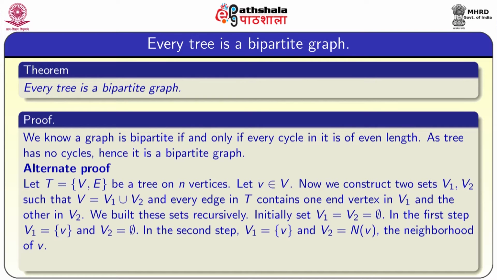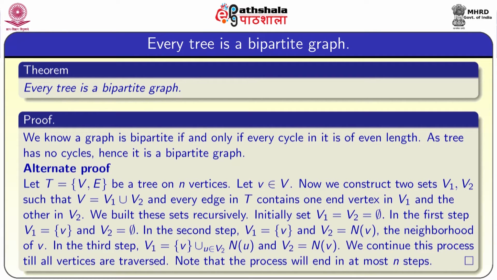In the second step V1 is equal to {v} as it is, and V2 we will take all neighbors of v. In the third step V1 is equal to {v} union all vertices which are neighbors of the vertices in V2, and V2 is the neighborhood of v as it is. So, we are taking all the neighbors of the vertices which are in V2. We continue this process till all vertices are traversed. Note that this process will end in at most n steps, because it is a tree with n vertices.